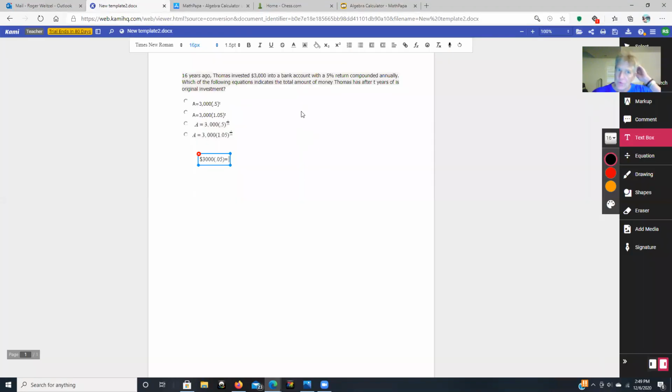So here's an example. We have Thomas, who invested in a bank account with a 5% return compounded annually. And it asks us to figure out which one of these formulas represents that. So we have some knowns here, and we start out with $3,000, and we're going to do this for 16 years. So this is what we're going to start out with here. We know that for the very first year, we're going to make 5%.